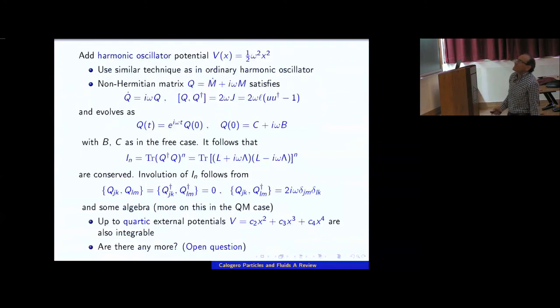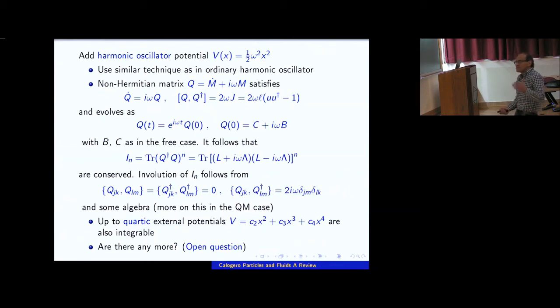Right. We can now add a harmonic oscillator potential. The matrix equations of motion are exactly the same as they would be for a particle undergoing harmonic oscillation. You can solve the system in exactly the same way as you would solve a classical harmonic oscillator. What do we do there?